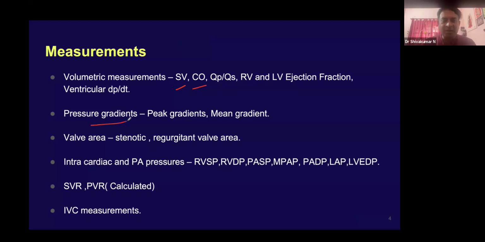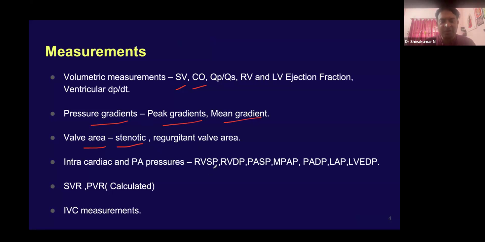The pressure gradients, especially in a setting where there are stenotic or regurgitant lesions, where we want to look at the pressure gradients across the valves, the peak gradients or the mean gradients. And how to measure the valve areas, especially in a patient with stenosis, or a regurgitant valve area.